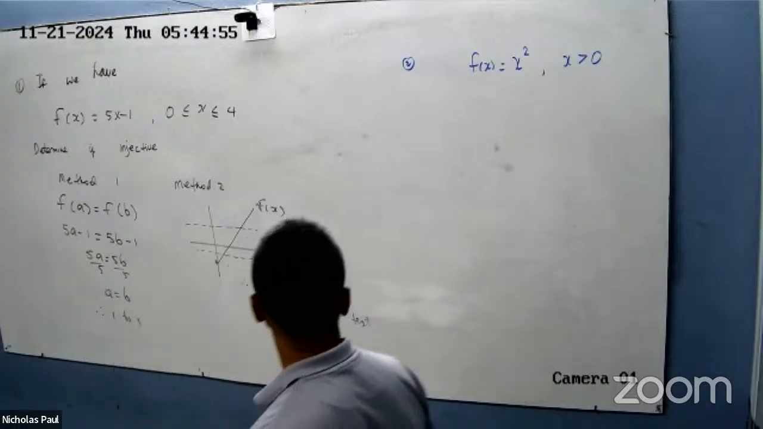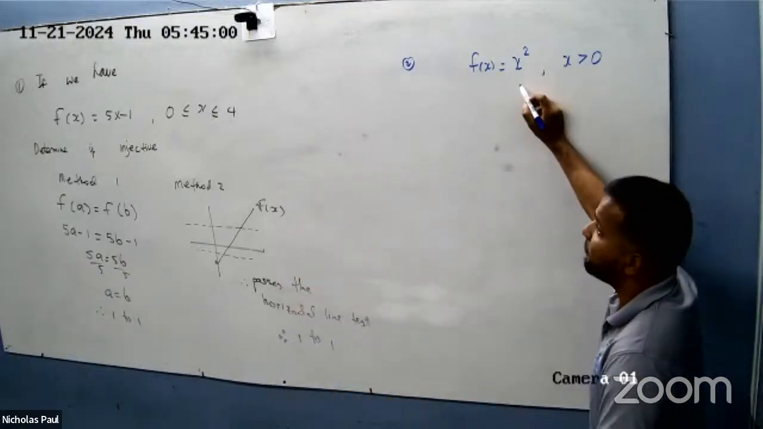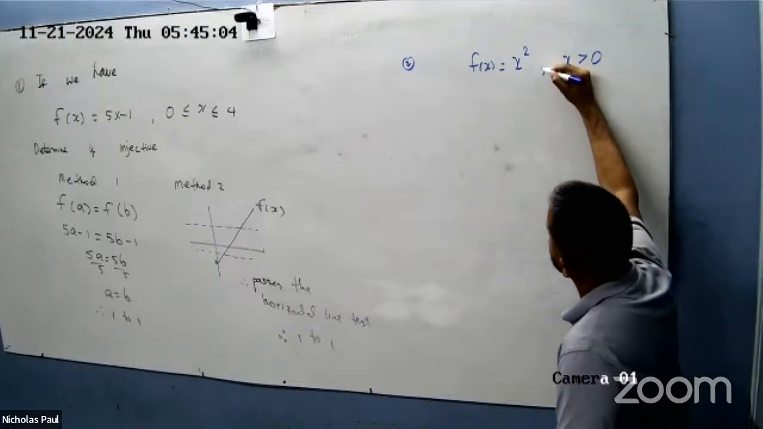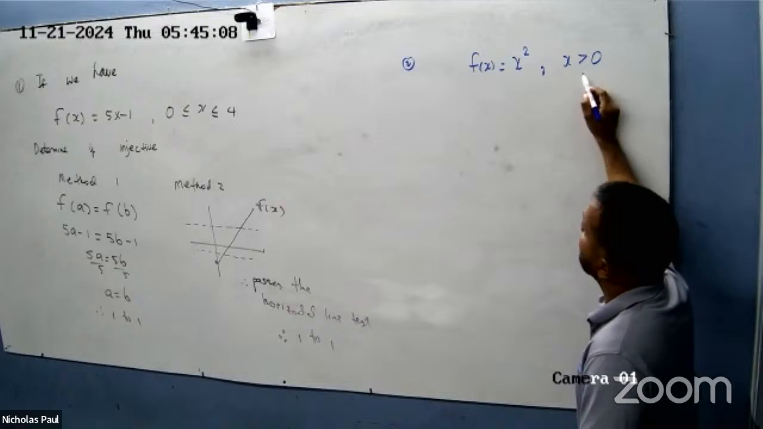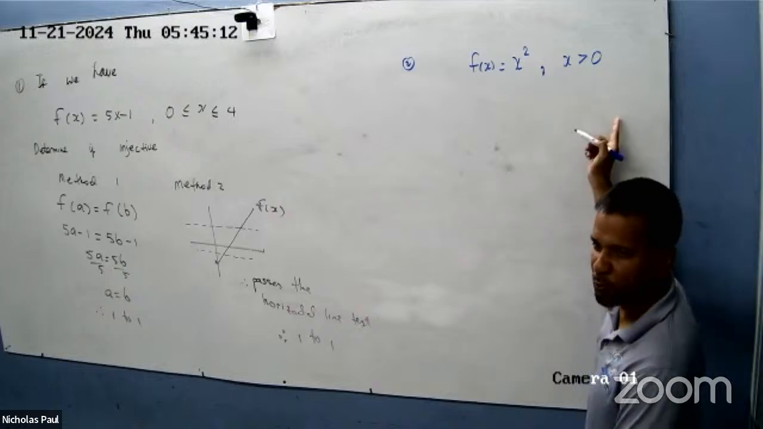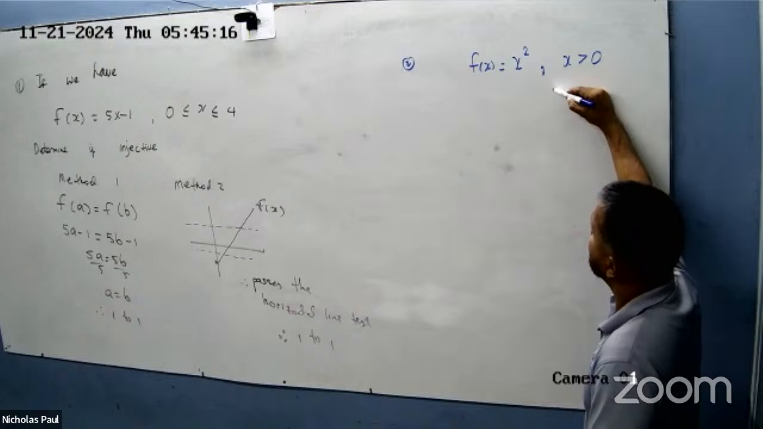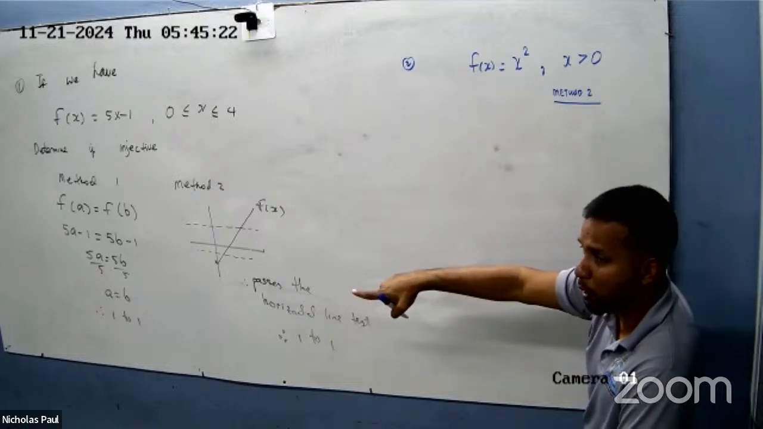All right, ready? Here what it's saying is f of x is equal to x squared, and we're only interested in the part more than 0. Ideally, I should do method 2 first for you, before I do method 1, so you'll have a better picture of what I do in method 1.